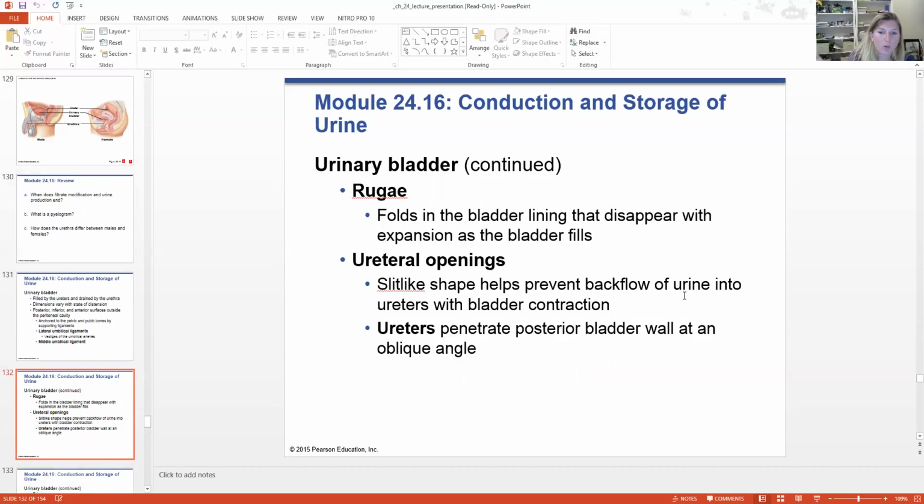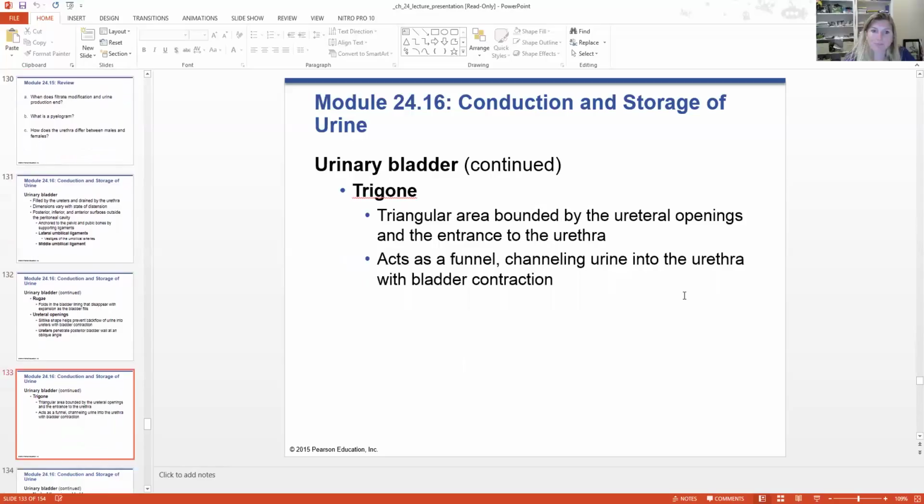They're like little slits that help prevent the backflow of urine into the ureters and kidney. The ureters go into the back side at an oblique kind of side angle into the urinary bladder. There's a section of our bladder called the trigone. This is just a triangular area that is right at the entrance of the urethra, kind of like a funnel, channeling all of the urine into this space.